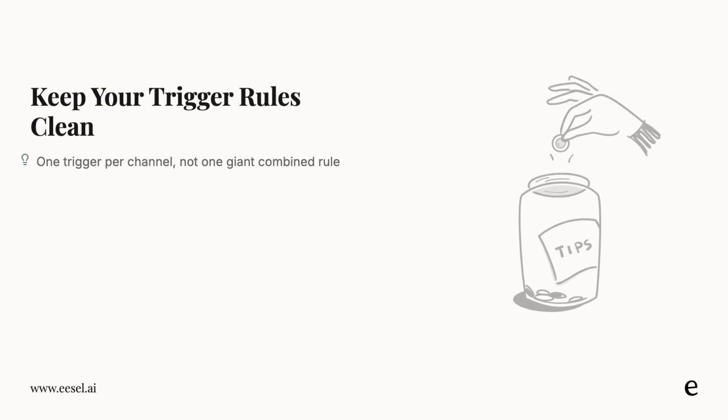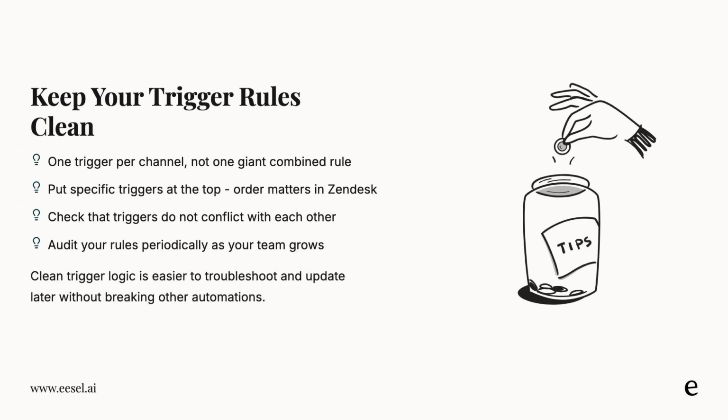A few things to keep in mind as you build out your triggers. Create 1 trigger per channel rather than combining logic into one complex rule. Put specific triggers at the top since Zendesk processes them in order. Check that your triggers do not conflict, and audit the list periodically as your team grows.